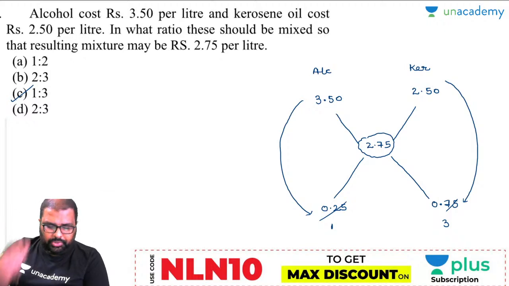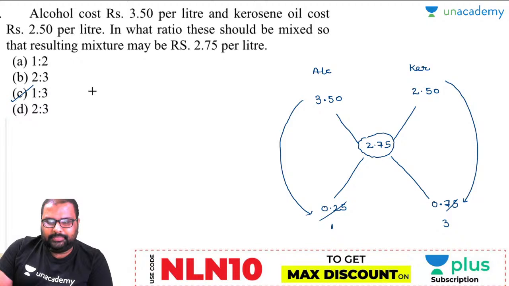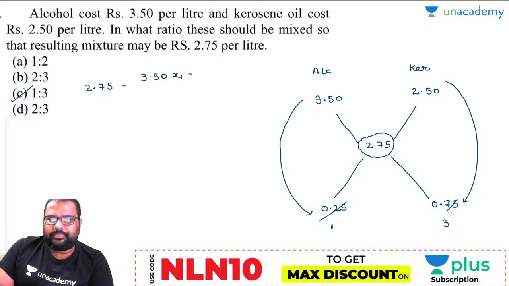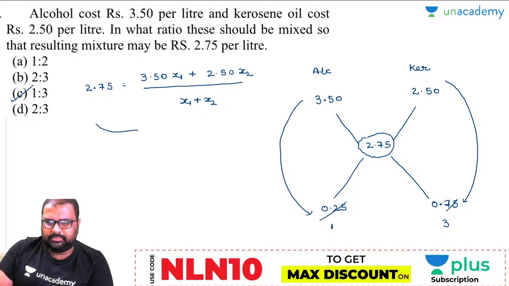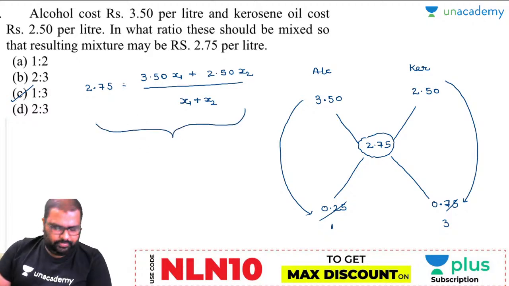Now if you don't know how to use simple alligation, you have to use your weighted average only. Now see here, your total mixture average price is 2.75, which is equal to: you have mixed alcohol at 3.50, you don't know how much it is, x1, plus 2.50 into x2, divided by x1 plus x2. Now if you solve all those things, you will get the answer, and you will take more than 2 minutes to solve this entire thing. You can solve it this way also.